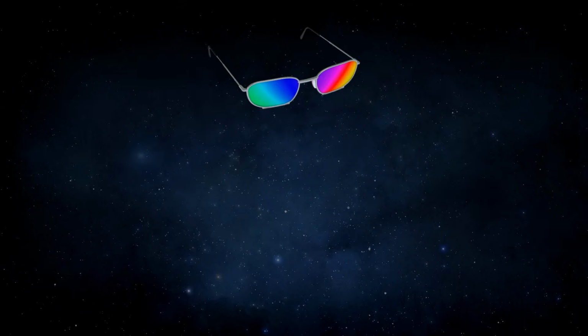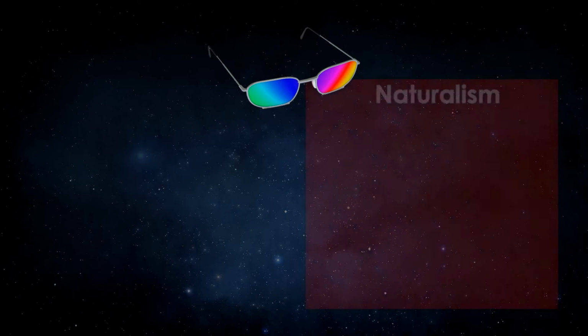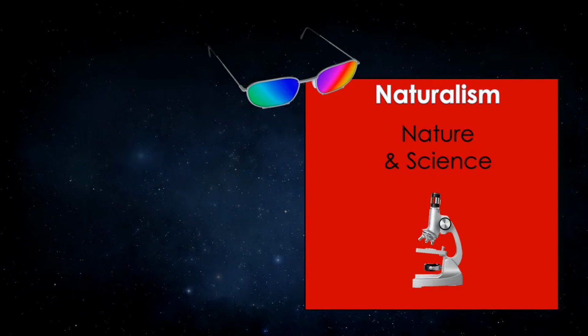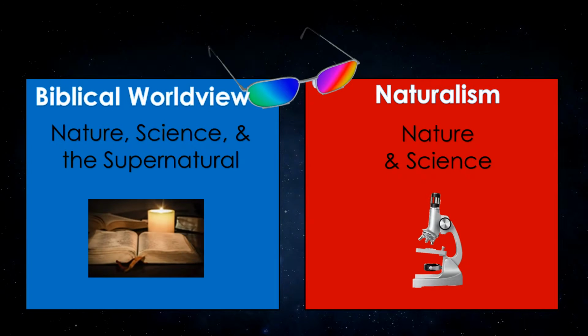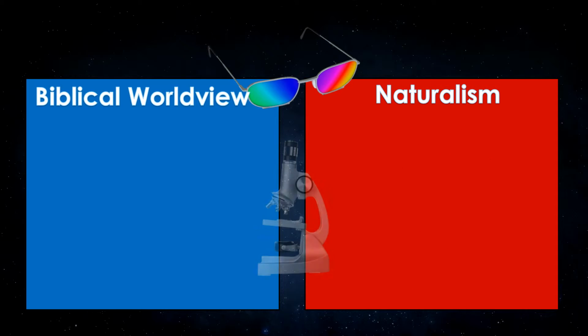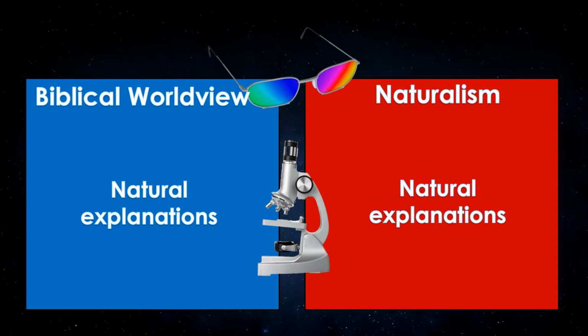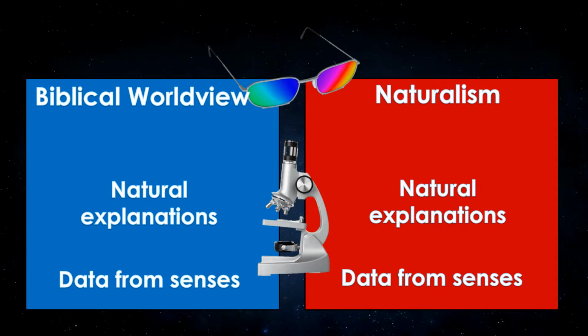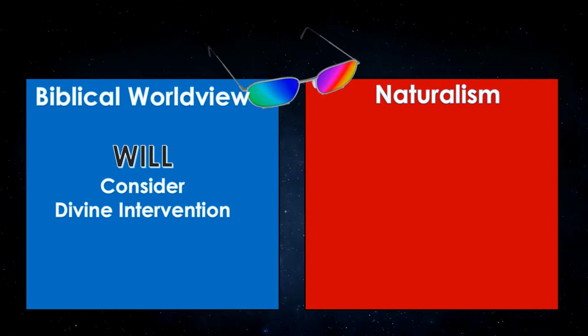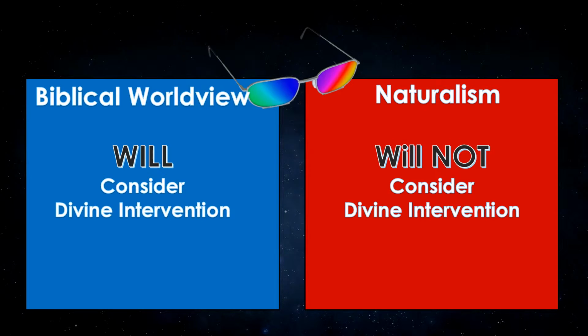Let's define two worldviews that we'll be talking a lot about. Naturalism is a worldview that believes nature is all that exists and uses the scientific method to investigate reality. A biblical worldview believes that reality includes both the natural and the supernatural and looks to the Bible for ultimate truth. Both of these worldviews value science and look for natural explanations about reality by gathering data through our senses. But a biblical worldview will also consider the possibility of divine intervention. Naturalism will not.